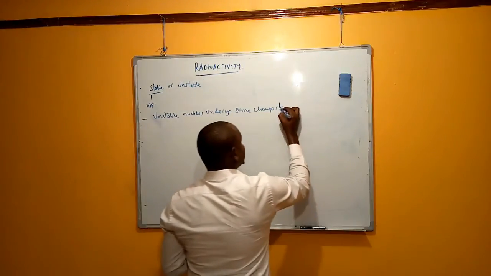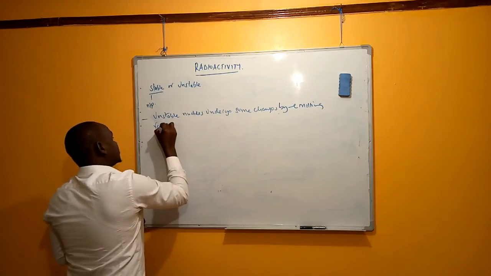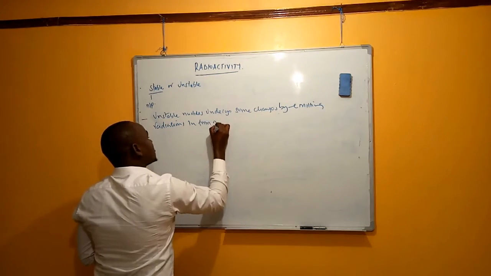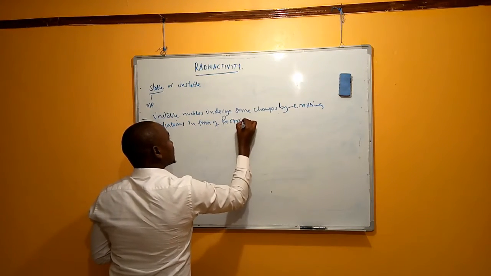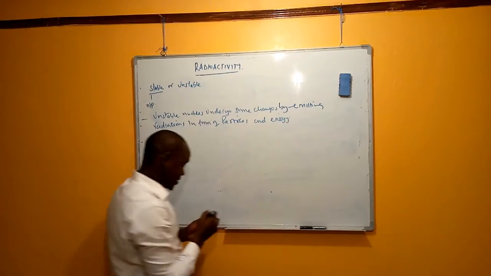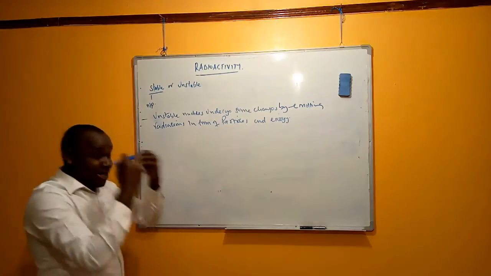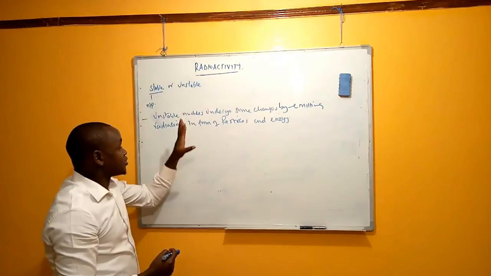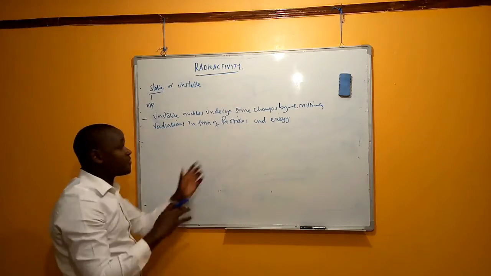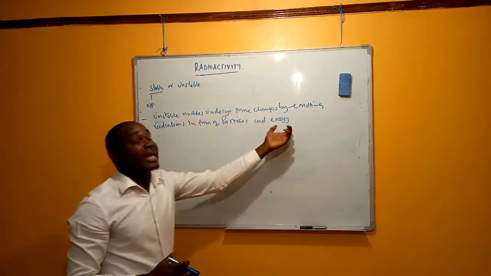So these unstable nuclides are going to undergo some changes. In that process, they're going to emit some radiations, and these radiations will be in form of particles, which we shall come to see what type of particles are emitted, and energy.